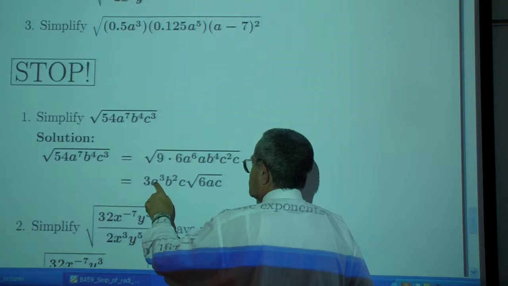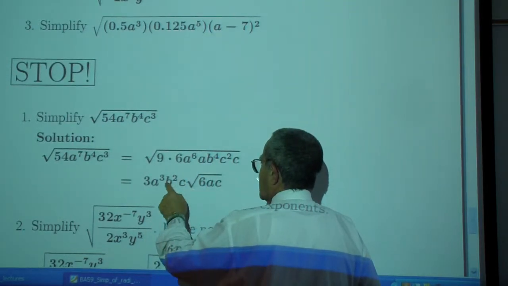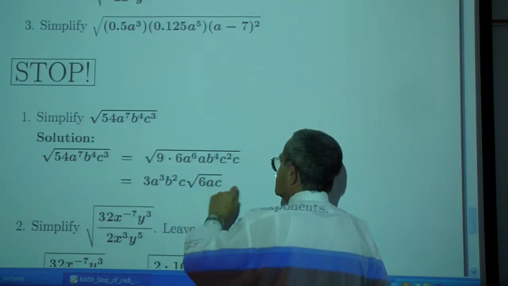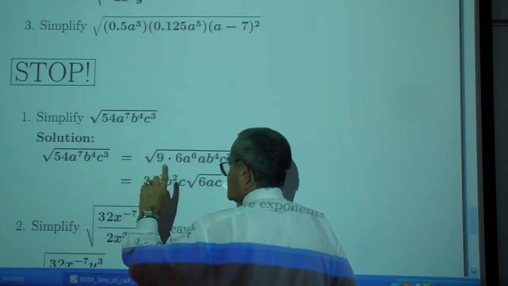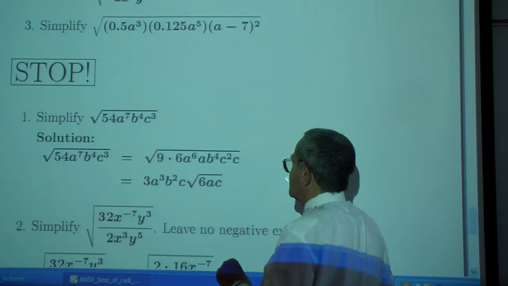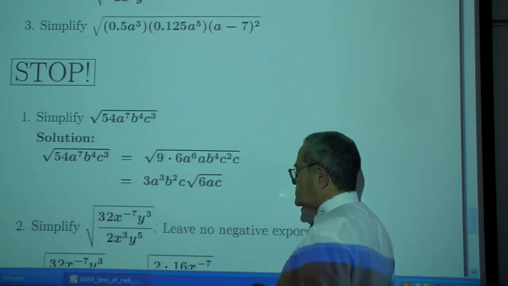A to the 6 comes out as a cubed. B to the 4 comes out as b squared. C squared comes out as c. One element of a pair comes out as long as you have factors, multiplication. And you're left with 6ac.